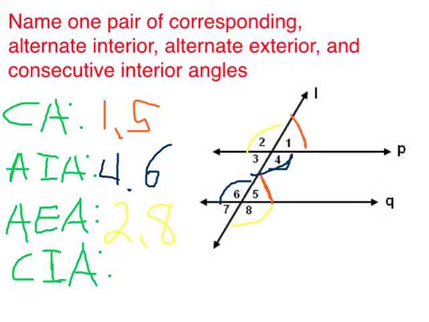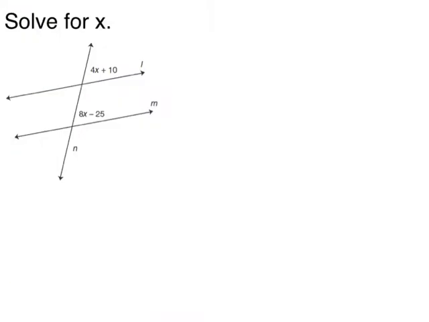And then consecutive interior angles. That would be like 3 and 6. So there we go. We got those out of the way. Alright, on to our last example and last slide.